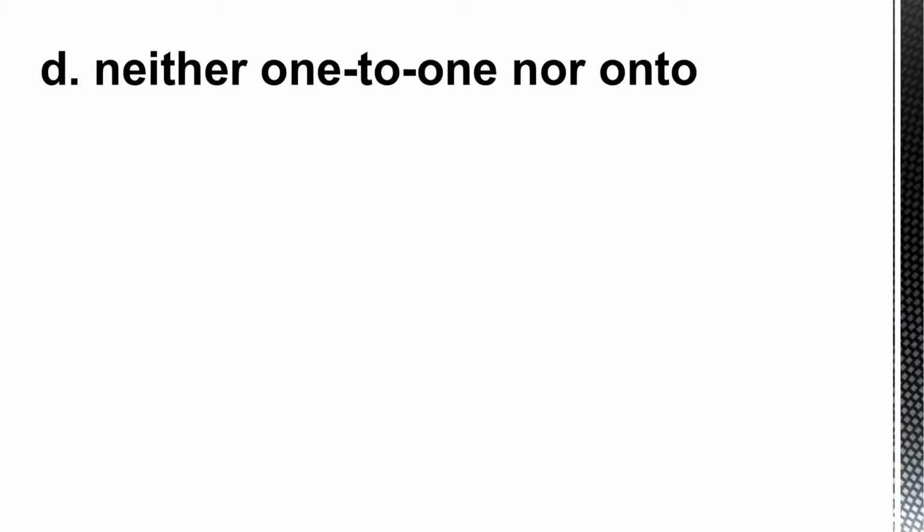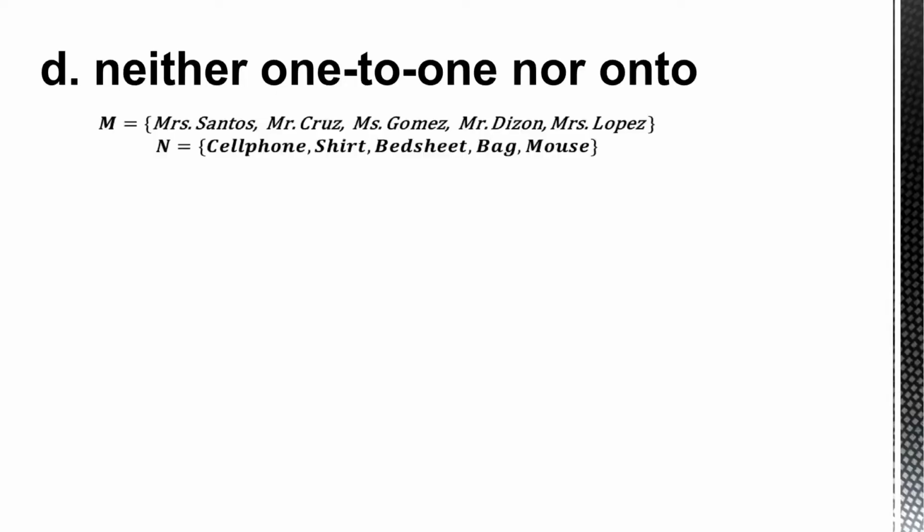It is an example of many-to-one function. Lastly, neither one-to-one nor onto. We have here sets M and N. Set M is customers, and set N is items. Our elements in set M are Mrs. Santos, Mr. Cruz, Ms. Gomez, Mr. Dizon, and Mrs. Lopez. And our elements in set N are cell phone, shirts, bedsheet, bag, and mouse.